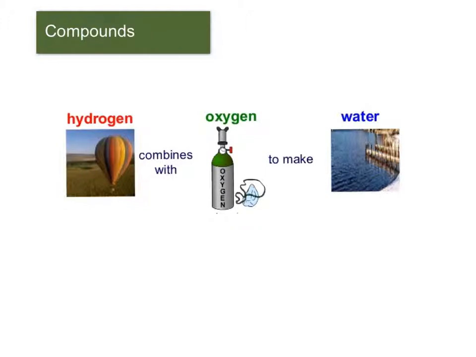Okay, another example is water. Water is the combination of hydrogen gas and oxygen gas, which come together to make water. And they come together in a ratio of 2 hydrogens to 1 oxygen.